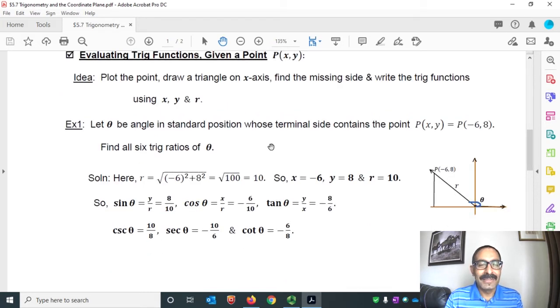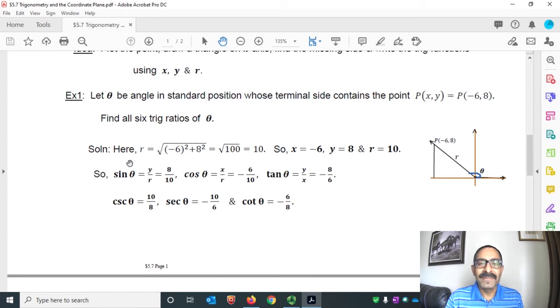Example 1. Let theta be an angle in standard position whose terminal side contains the point P with the coordinates -6, 8. Find all 6 trigonometric functions of theta. So here, the given point is P, which lies in the second quadrant. This is -6, this distance, and +8 is this distance. Then let's find this distance of point P from the origin, which is r.